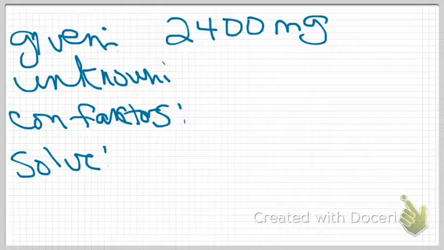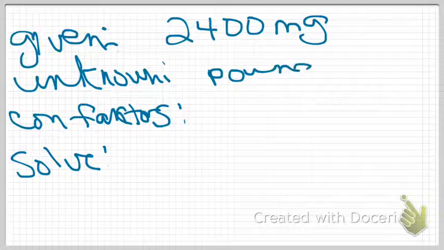How many sig figs is that? Get that in your brain. Okay, I want you to think about that. Now, it asks us, what is this mass in pounds? So what are we being asked to find? We're being asked to find pounds. And now let's talk about our confactors.